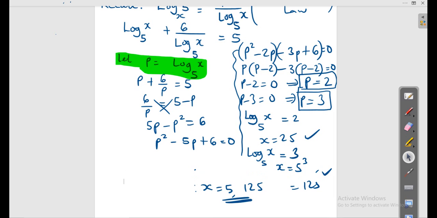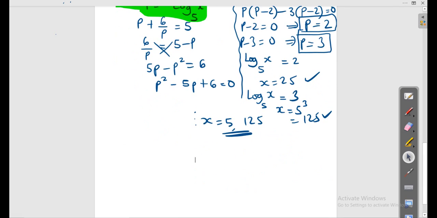So this is something you need to keep in mind when applying the reciprocal law in solving equations. I hope this video helps. In our next video, we will be concluding logarithms by solving logarithmic equations. Thank you.